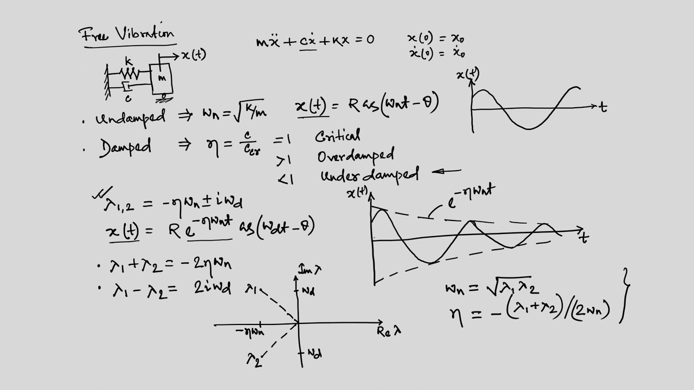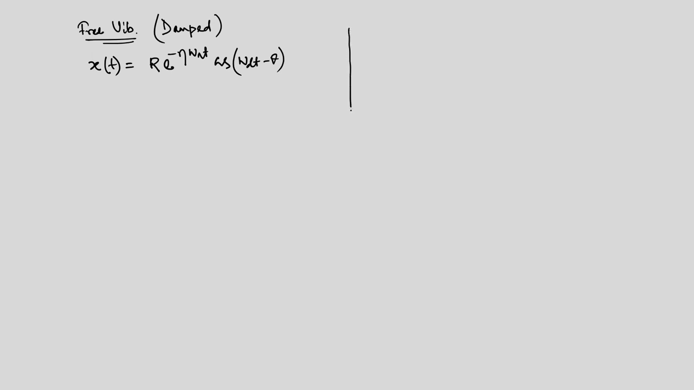Now, if we revisit the free vibration damped case, our x of t is equal to R e to the power minus eta omega n t, then cos of omega d t minus theta. Let me quickly redraw the response again, because we are going to use that to identify the damping of the structure.